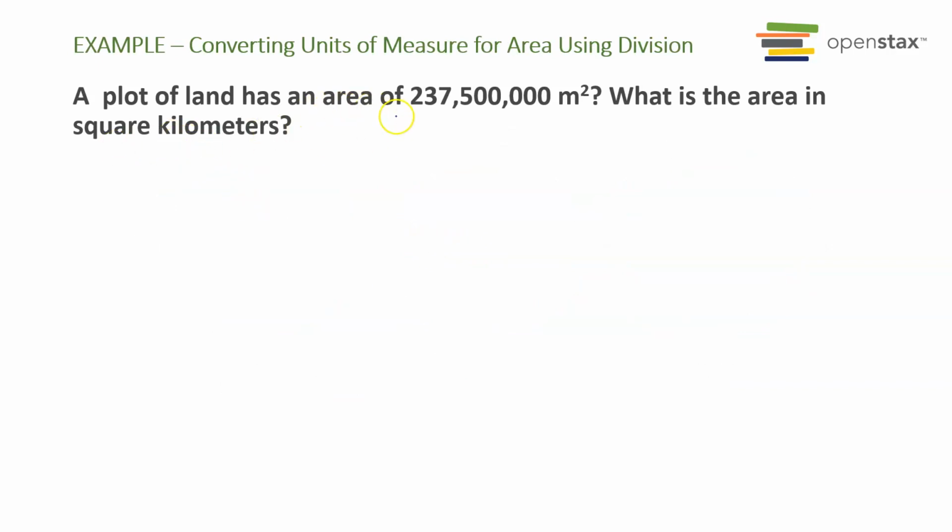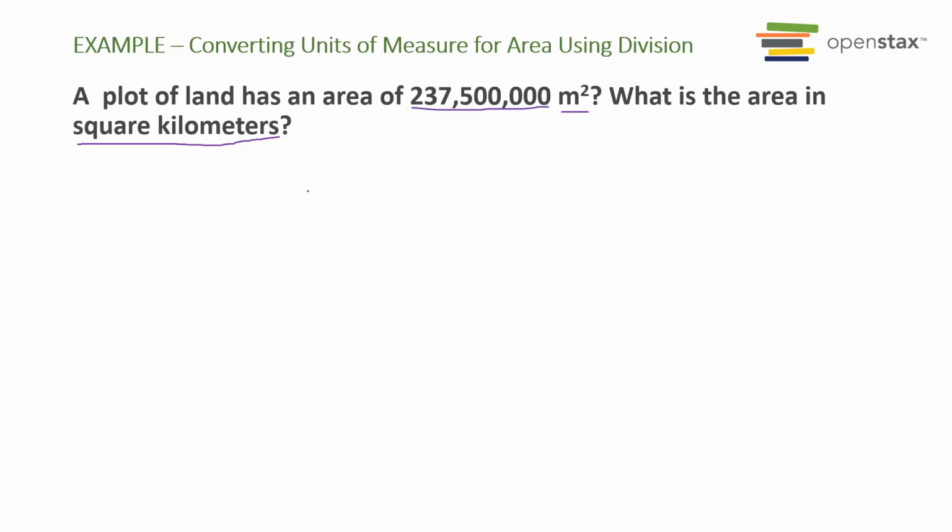A plot of land has an area of 237,500,000 square meters, or meters squared. What is the area in square kilometers? We would definitely not want to write it in square meters. That number is pretty large. So square kilometers would make more sense. Plus, it's more comparable to the U.S. system of miles. Again, there's kind of two ways you could do this.